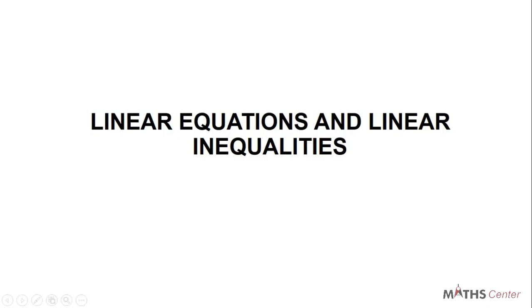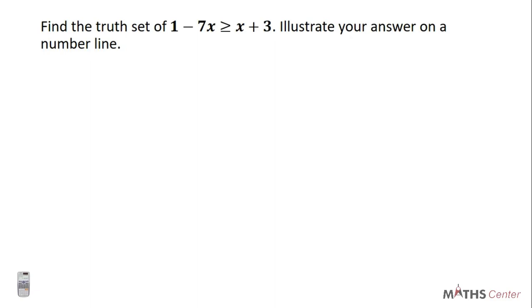We are on the topic linear inequalities. In the previous video, we took a question on solving type 2 of linear inequalities. In this video, we are going to solve another question on type 2 of linear inequalities. So let's look at the question. We are being told to find the truth set of 1 minus 7x is greater than or equal to x plus 3. And we are supposed to illustrate our answer on a number line.